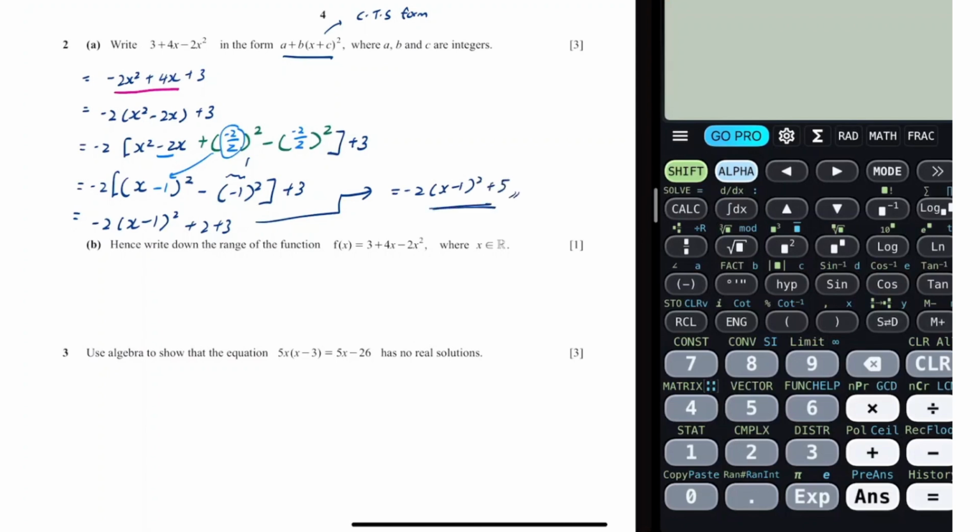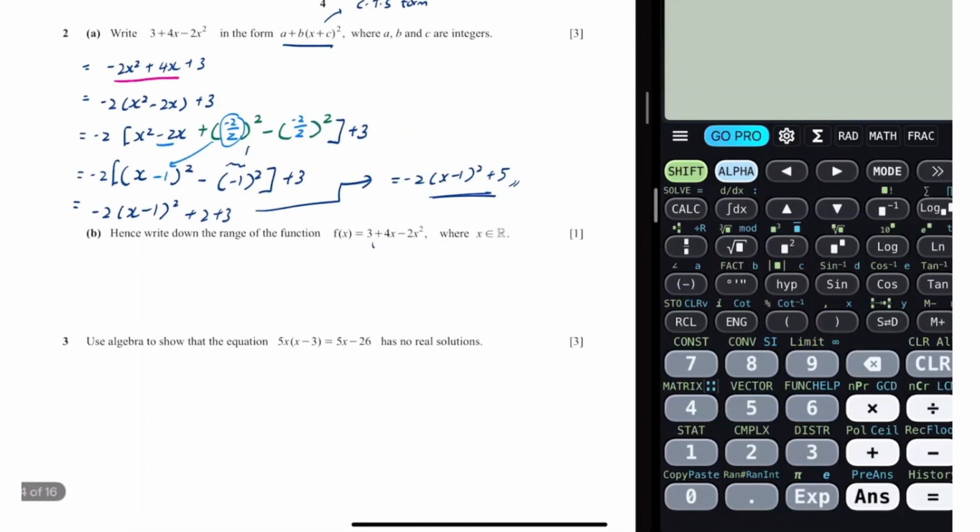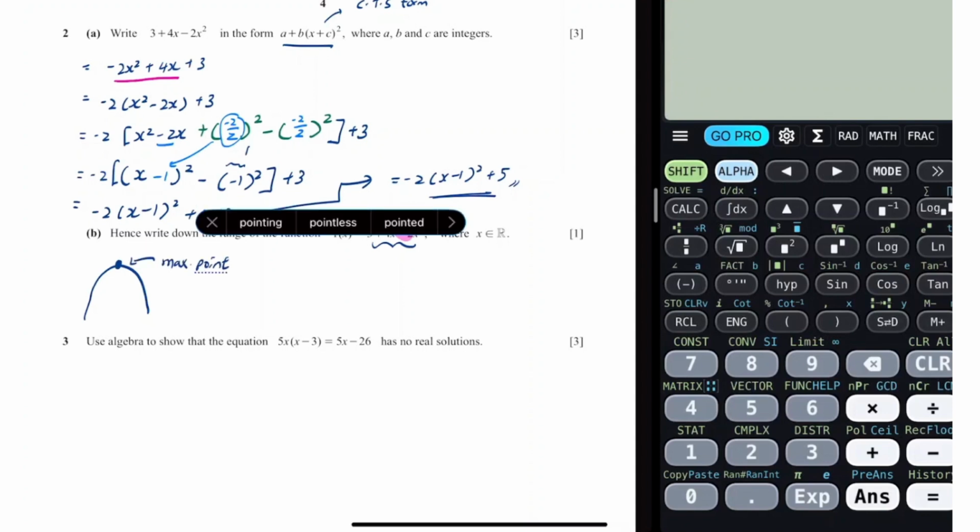Second one, hence write down the range of the function 3 plus 4x minus 2x squared. As you know, because the coefficient of x squared is negative, this means that you're going to get a negative curve, a sad face. Within the sad face, there's a maximum point. So how do we determine the maximum point by using the CTS form? Just take the CTS form.